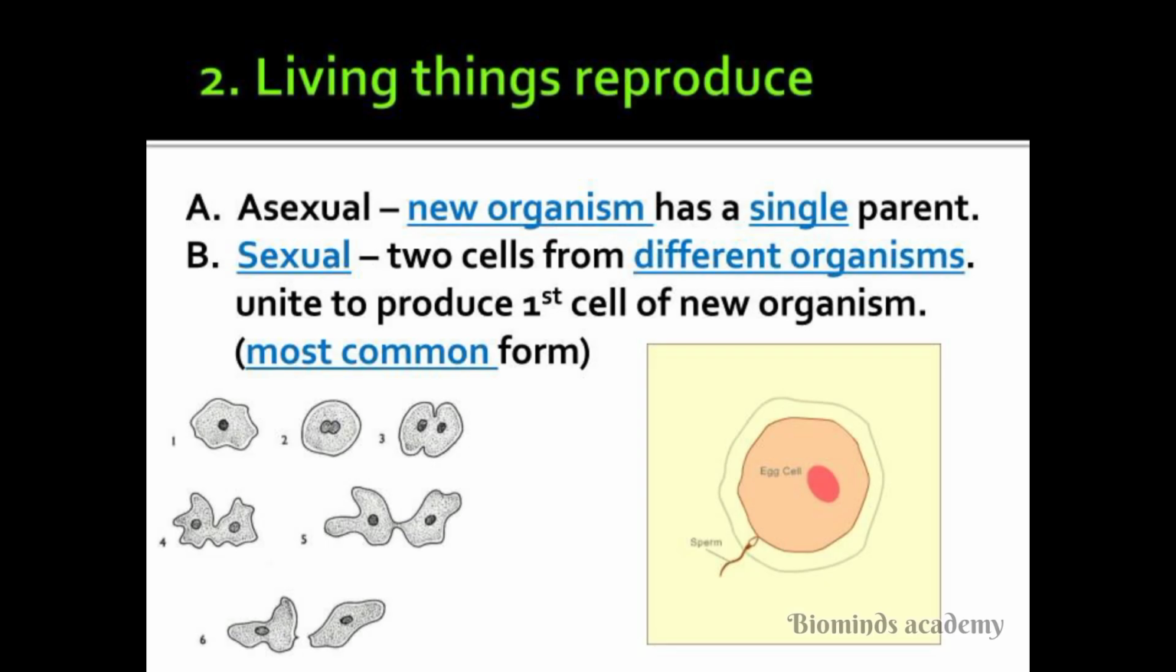The second characteristic is that living things reproduce. Reproduction is a main characteristic: living organisms have the ability to reproduce either sexually, involving the combination of genetic material from two parents, or asexually, where a single organism reproduces without the involvement of another. This ensures the continuation of their species.